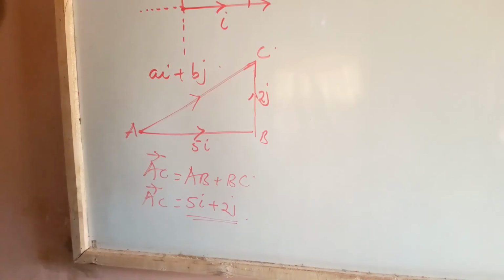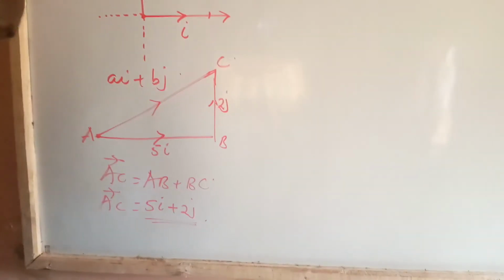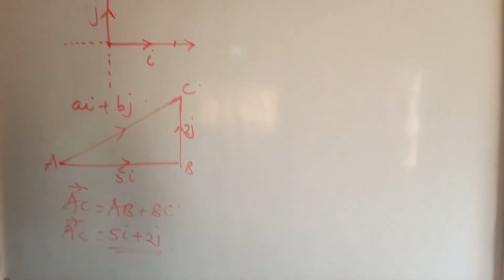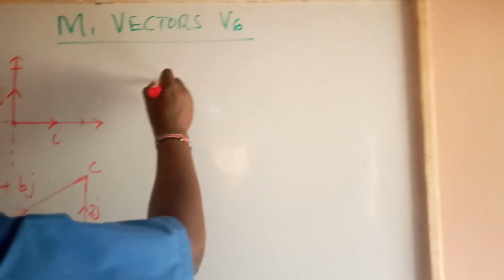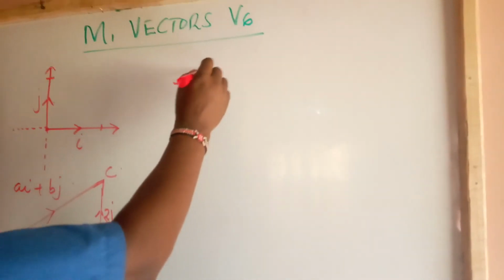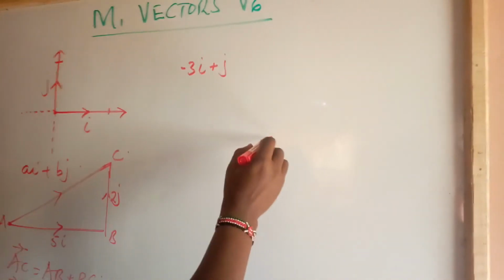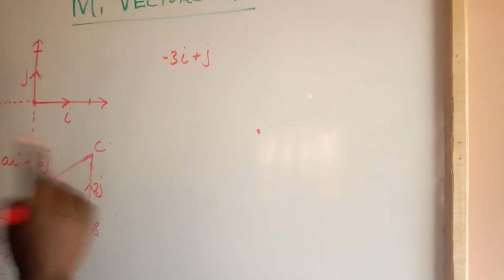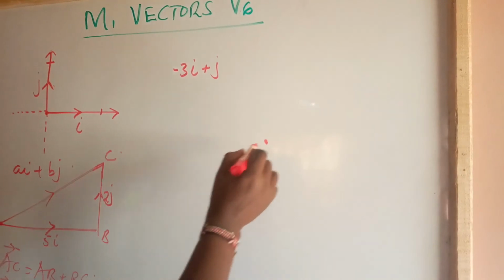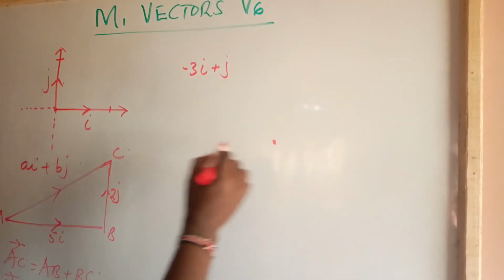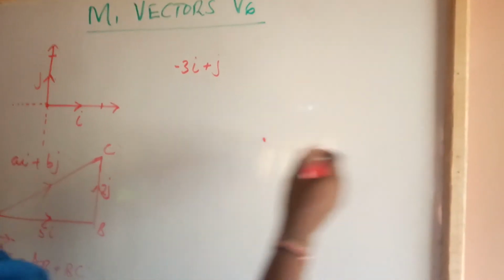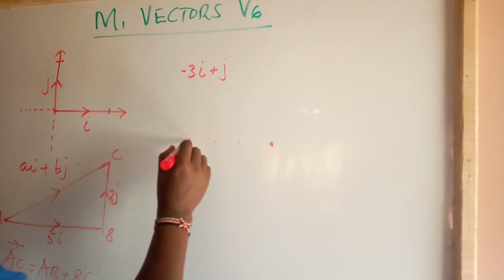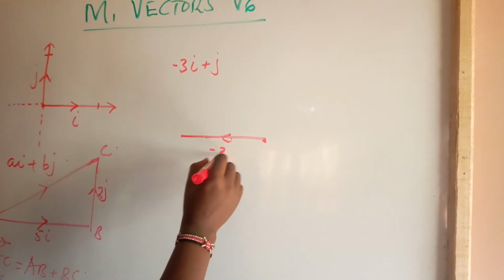If you look at example 6, we are told to draw a diagram to represent a vector of minus 3i plus j. If we talk about this being a starting point, you can see our vector along the x-axis is negative. That means we'll be moving to the left, negative side. If it was positive, then we'll be moving to the right. So to the left, 3 steps: 1, 2, 3. And that could be our minus 3i.